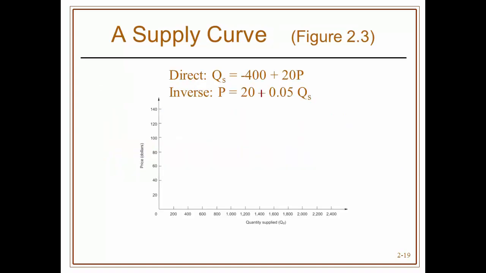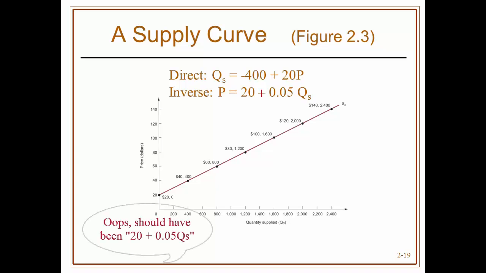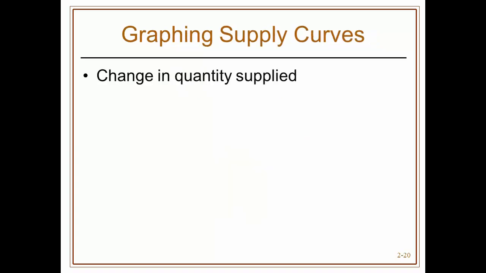And we can draw a supply curve, and of course it'll have this upward slope to it, representing the law of supply, the fact that as the price goes up, quantity supplied increases. The equation of this line would be the inverse supply function there, P equals 20 minus 0.05 QS. You can algebraically flip it around to get this direct supply equation also.